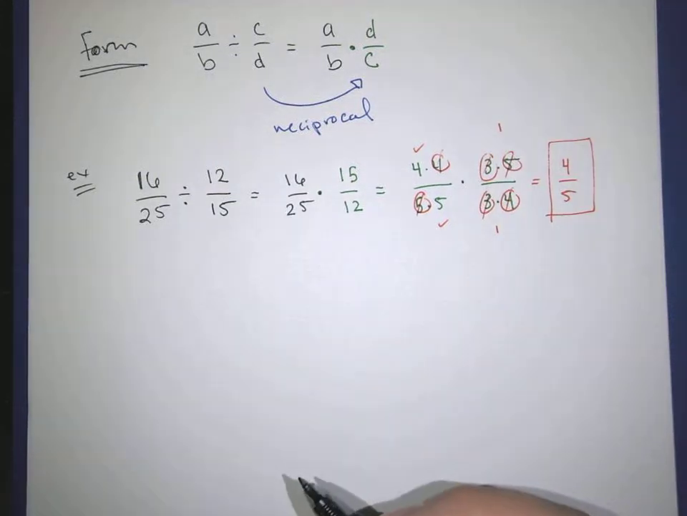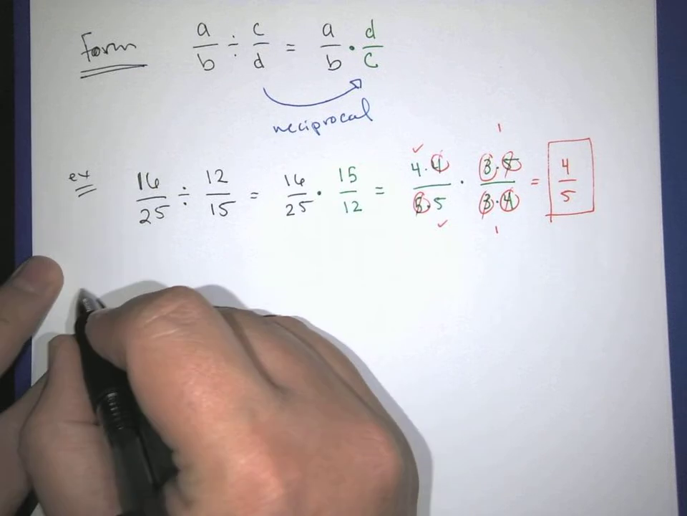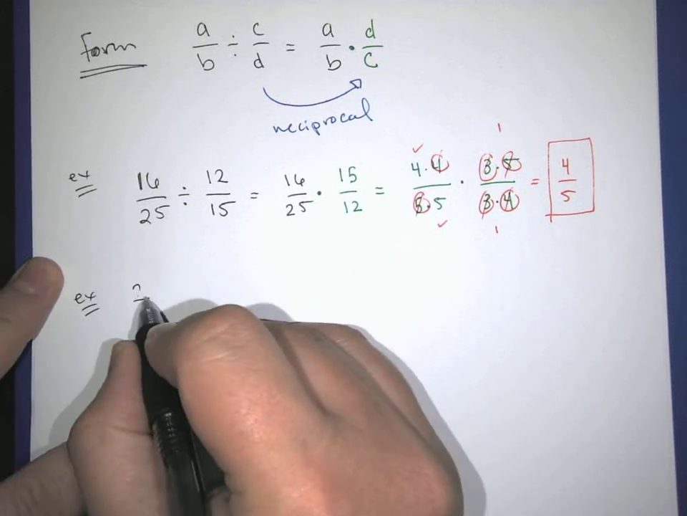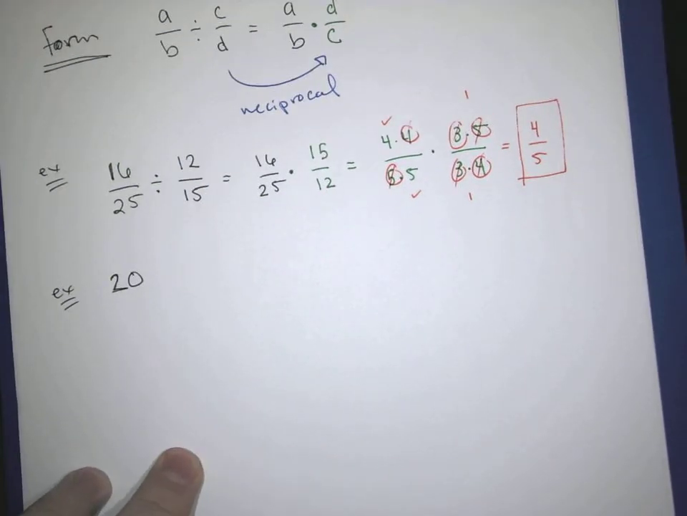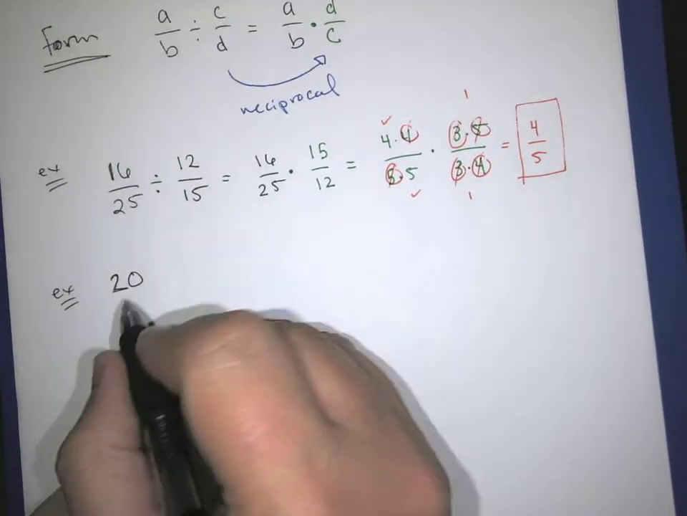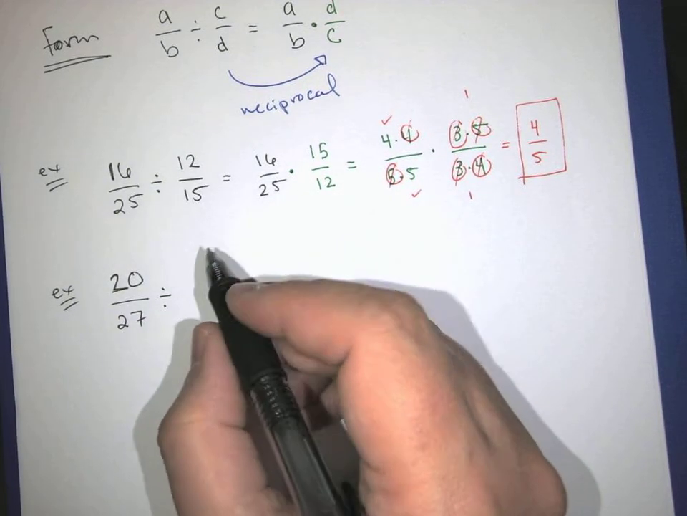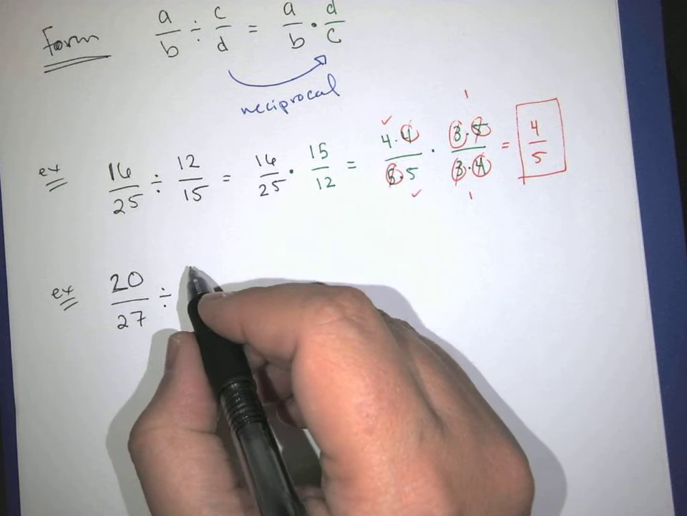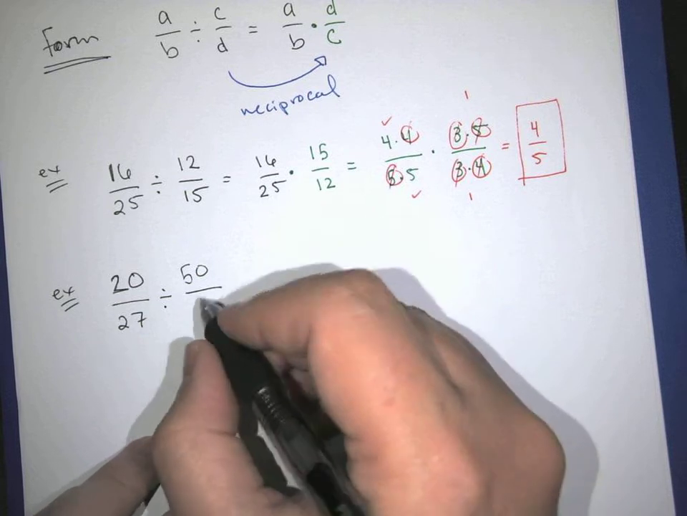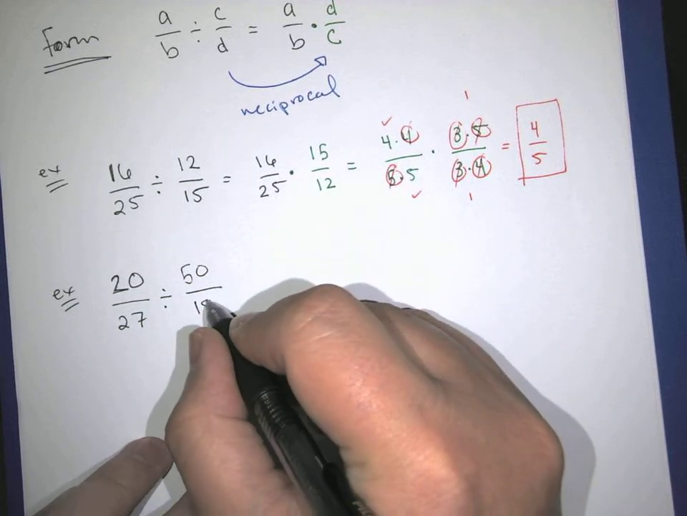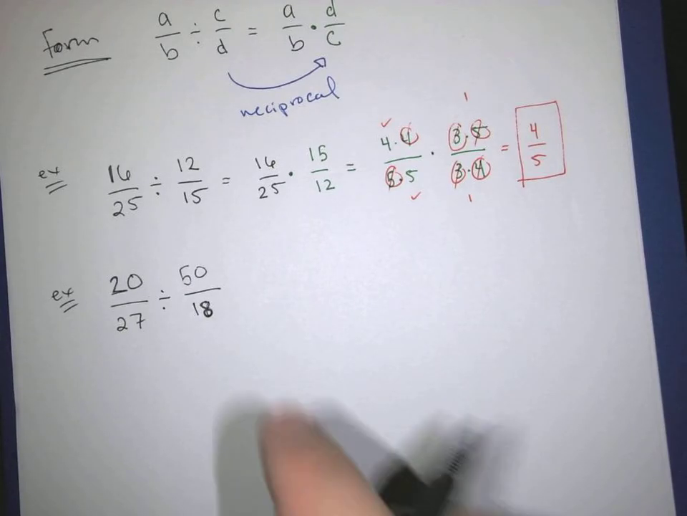Let's look at another example just to make sure that we're okay with this format. How about something like, what kind of numbers haven't we used yet? Maybe 20 over 27, and let's divide it by 50 over maybe something like 18. Let's start with that.